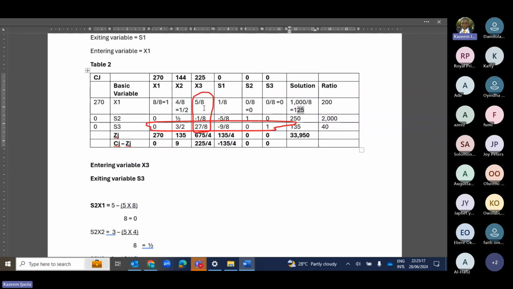Ratio for which one? Table 2. What is the issue with it? How did we get this ratio? It is this 125 that you have here, divided by 5/8. If you want to turn it to multiplication, it will be 125 times 8 divided by 5. Can you press that on your calculator and tell me what you get?